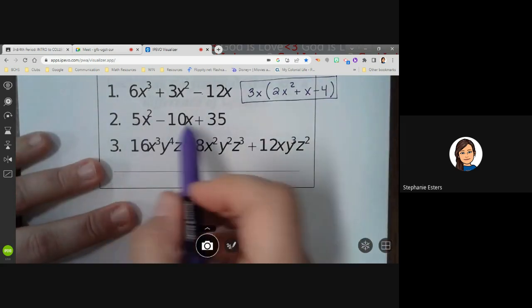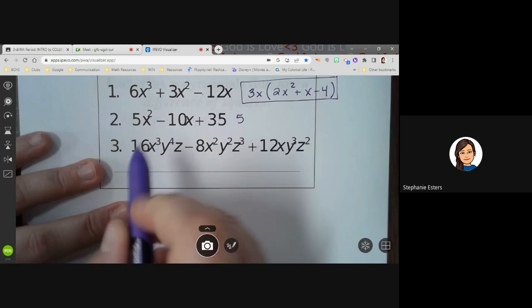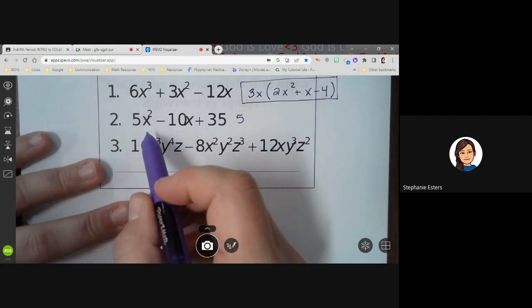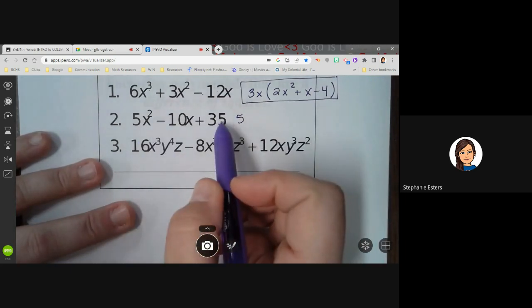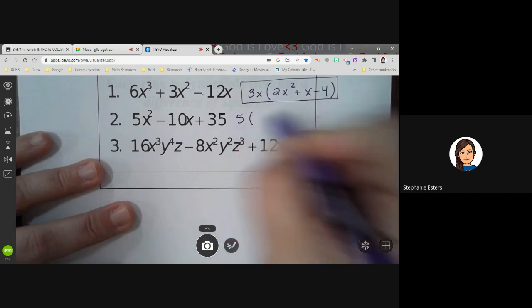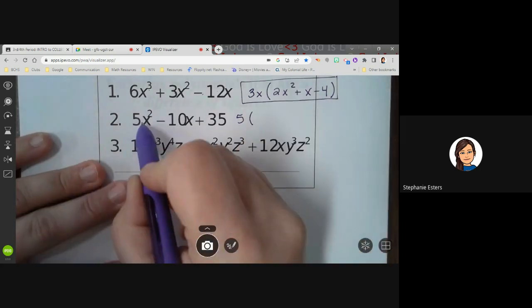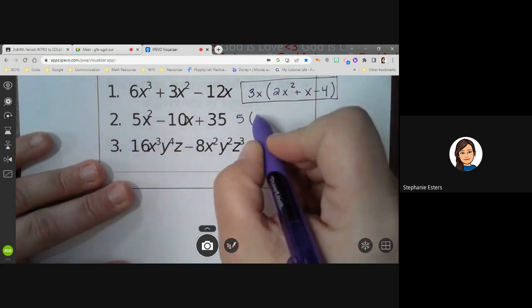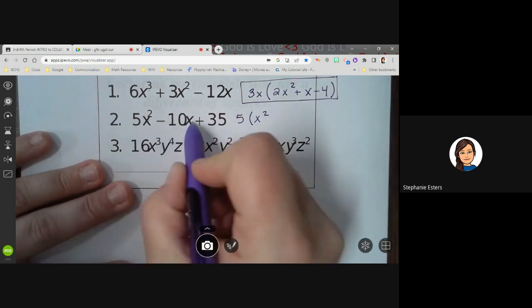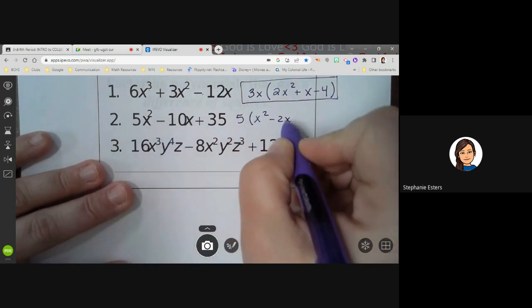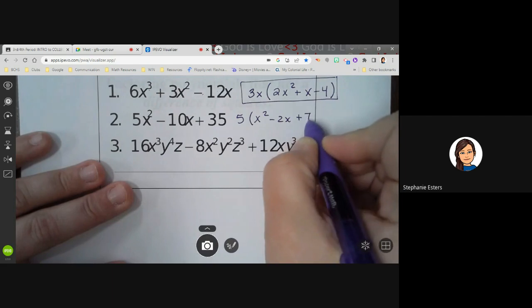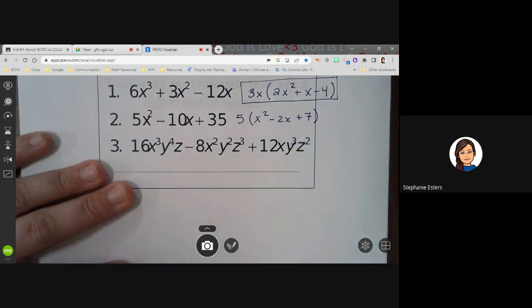On this one, 5, 10, and 35 are all divisible by 5. And I can't include any x's in my GCF because the last term doesn't have any. So 5 is the GCF. When we divide by it, 5x squared divided by 5 is just x squared. Negative 10x divided by 5 is negative 2x. And 35 divided by 5 is 7.